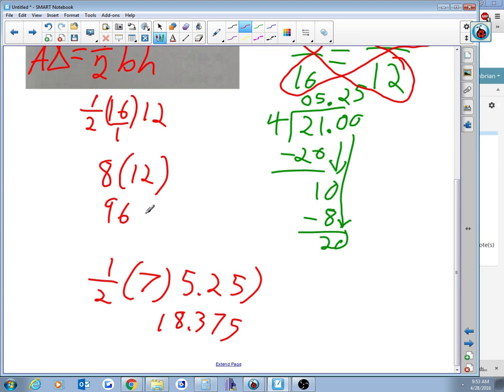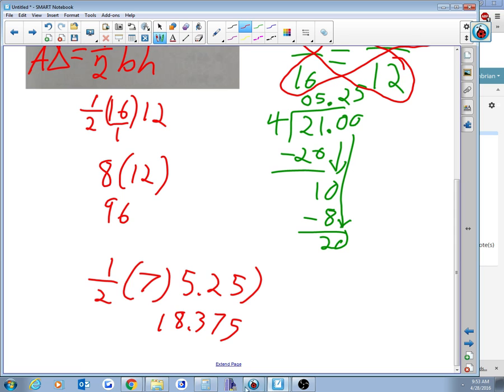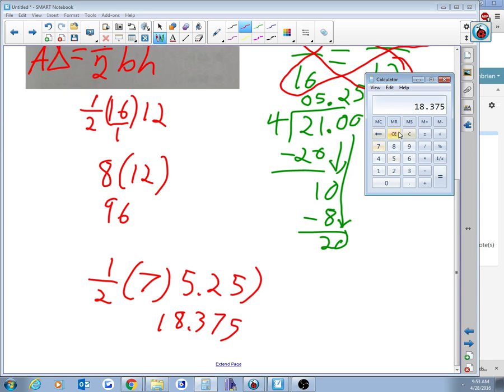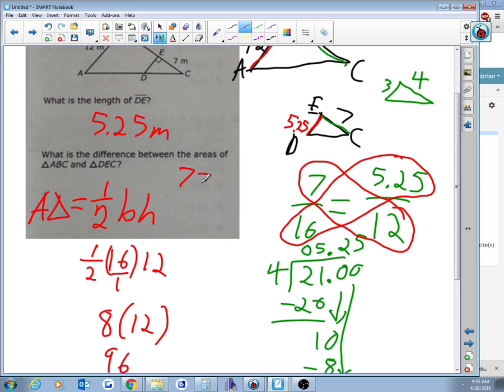So the area of the smaller triangle is 18.375. So what's the difference in the areas? Well, 96 minus 18.375. The difference would be 77.625. That's the difference in the areas, and that would be meters. So I'm talking about area here, it would be square meters, or meters squared.